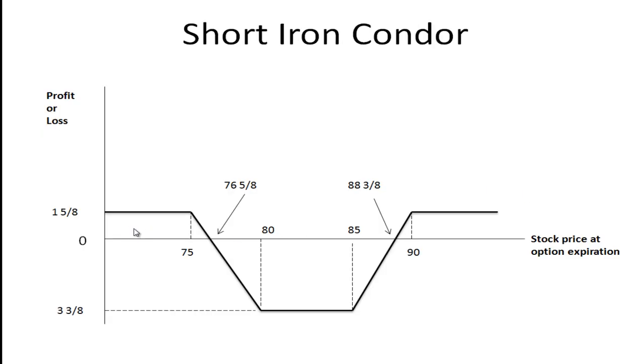And you can see that the maximum profit here is 1 5/8, and the break-evens are going to be the same. This is just the mirror image of the long iron condor. And this person is hoping that the price falls below 75 or rises above 90. If it falls between 80 and 85, they're going to lose 3 3/8. So it's the opposite of the long iron condor, where the person who constructed that strategy was hoping that the price would stay between 80 and 85.